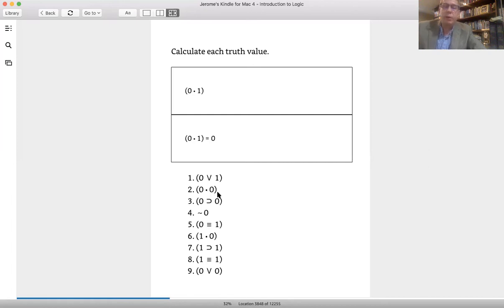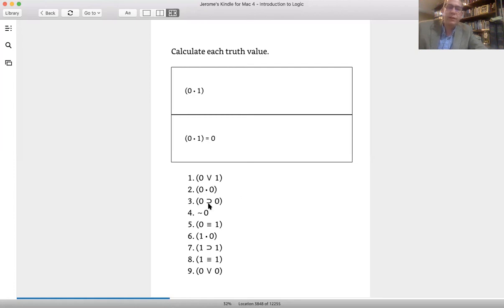How about the second one? What if you have two false statements joined together by a dot? Meaning this false thing and that false thing are both true. Well, two falsehoods don't add up to a truth, right? So the overall truth value of this, false and false, is false.